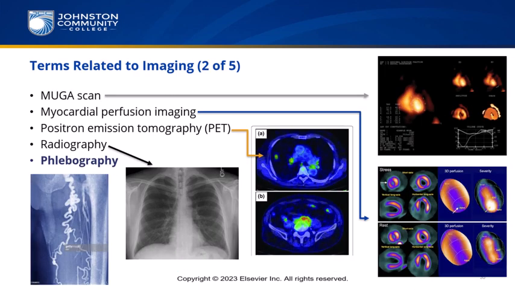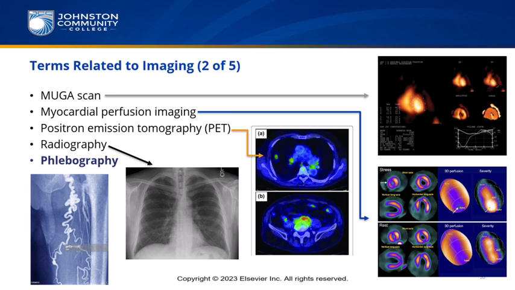Next, we have multiple gated acquisition, also known as MUGA scans. These are non-invasive methods of imaging a beating heart by tagging RBCs with a radioactive substance. A gamma camera captures the outline of the chambers of the heart as the blood passes through them. Myocardial perfusion imaging is the use of radionuclides to diagnose CAD, valvular or congenital heart disease, and cardiomyopathy.